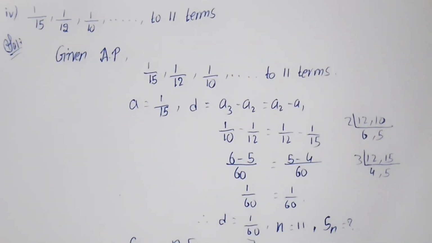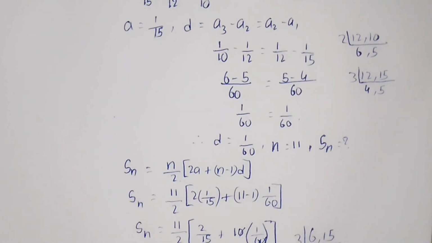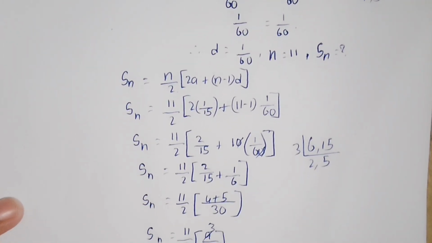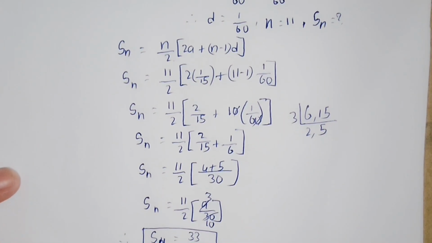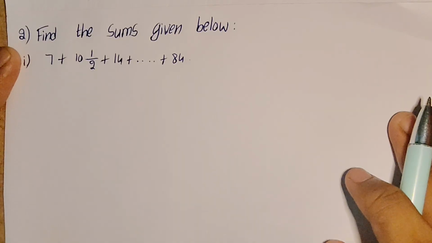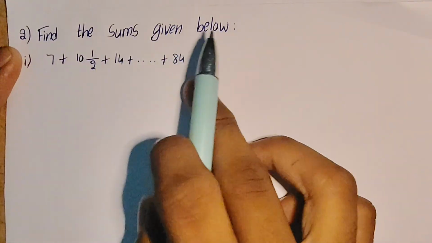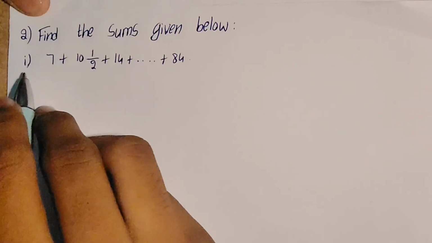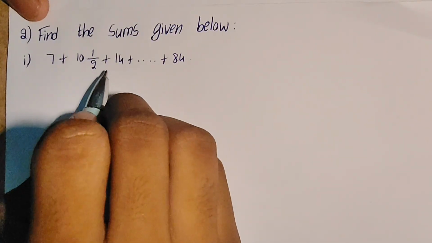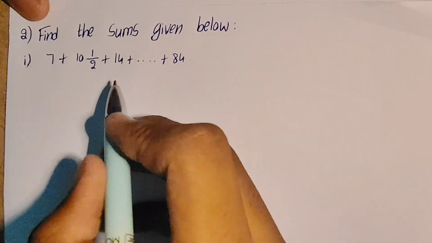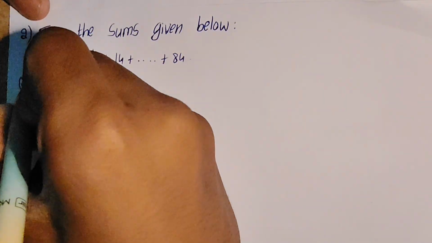Now let's go to the second Roman in this exercise. So here the second question is: find the sums given below. So we have to find the sums that are given below. Here the first question is 7 plus 10 and a half plus 14 plus and so on plus 84. Let us solve it.